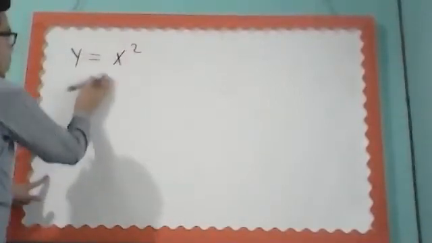So we are going to solve the exercise on page 188, exercise B. Graph each function, and we have to graph this. We are going to graph y equals x squared.